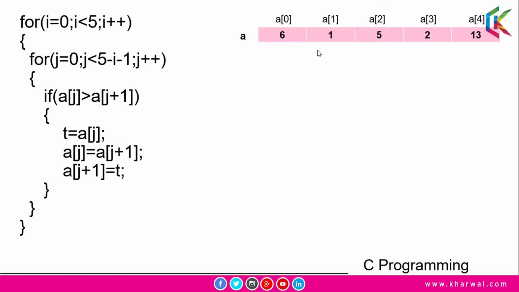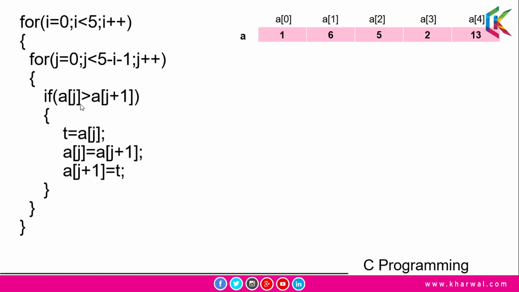So after swapping, the elements of array A will be like this. After that, j plus plus will be executed. So the value of j will be 1 and 1 less than 3. So it will be true. And now again it will check this condition.